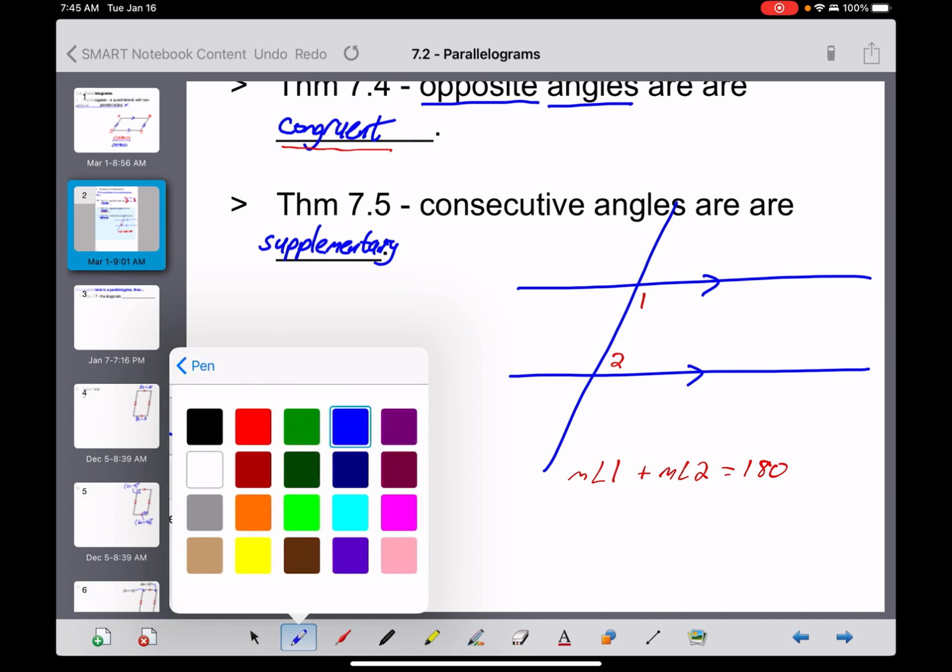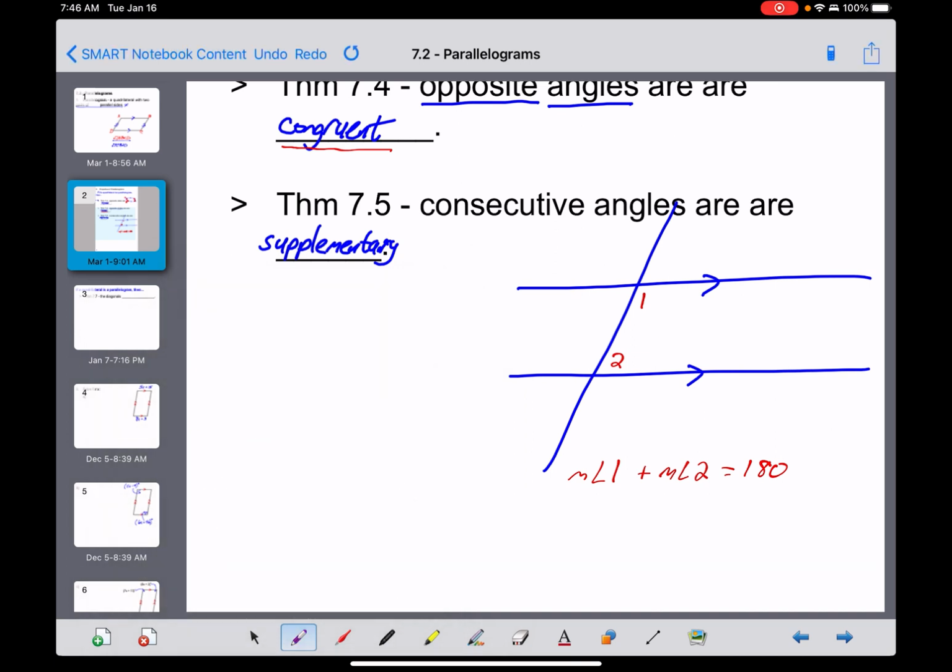Well, now I think you can see without too much difficulty that if I drew a second transversal that was parallel to the first one, this line here would be parallel to this line here. Sure enough, we have created a parallelogram right there. It's a four-sided figure with two pairs of parallel sides.